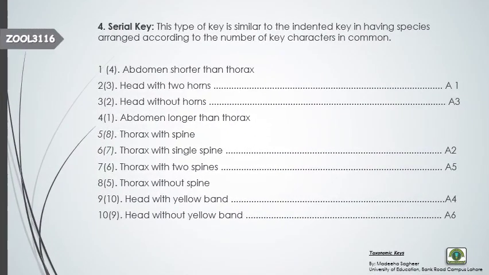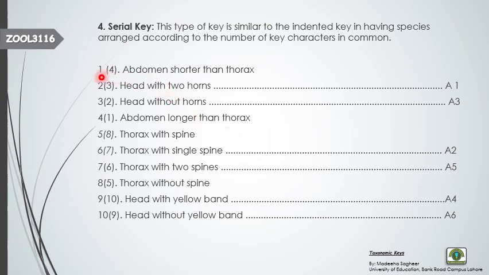Another, fourth type of taxonomic key is the serial key. The serial key is very similar to the indent key, but here we have given serial numbers, according to the characters that the organisms have in common, right? How can you read this key here?